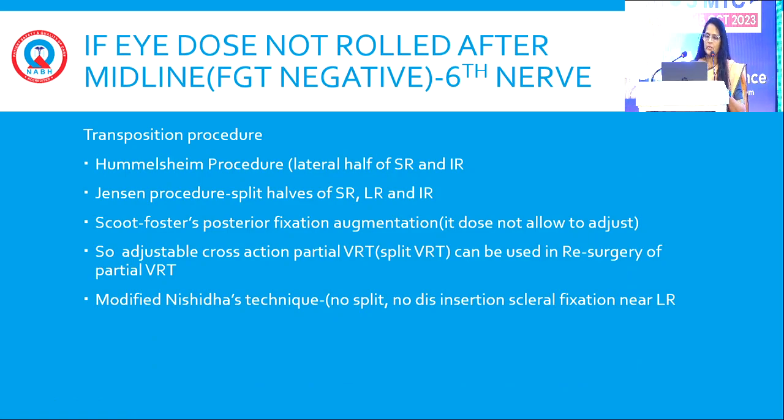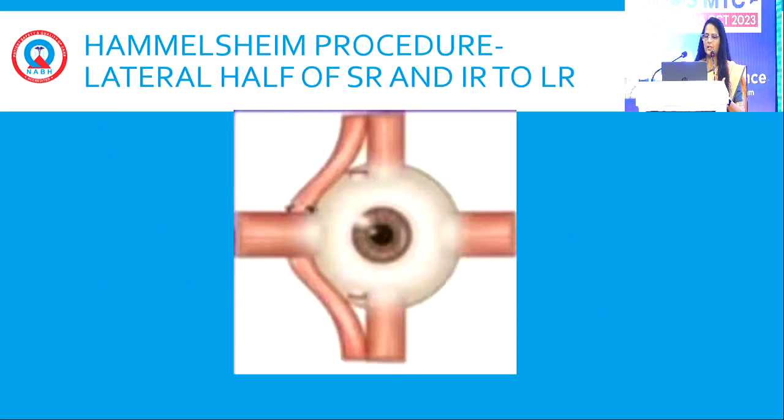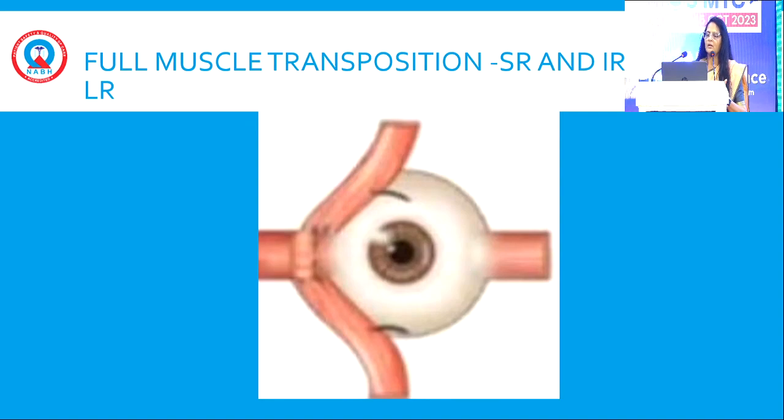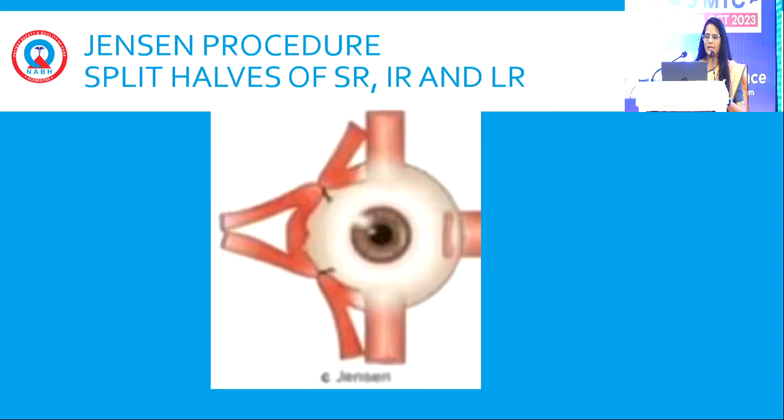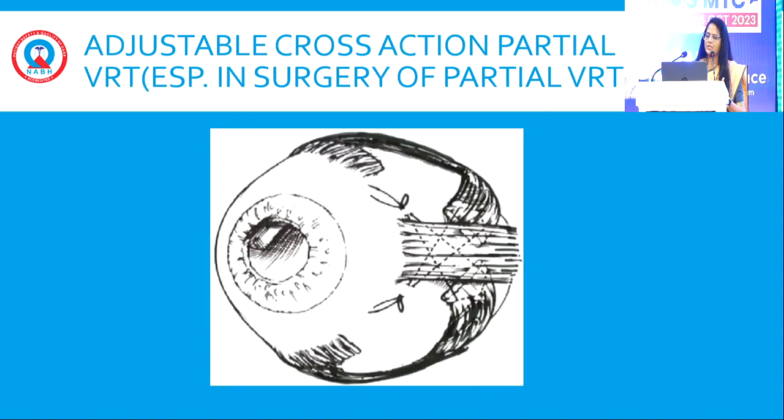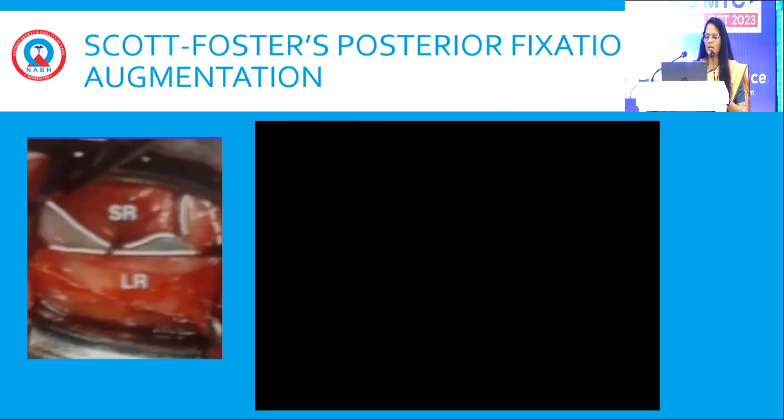If the eye does not roll over after even 6 months, you have many procedures available, like Hamilton, transposition of SR and IR, Jensen's procedure. So many procedures are available, even partial VRT and Scott Foster's procedure. So this is the patient post-operatively.